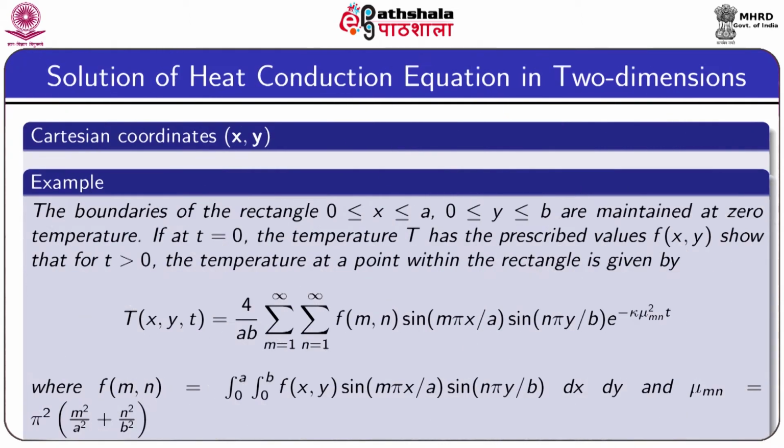Now we shall take one example where we can apply this type of solution. So, the example is presented here. The boundaries of the rectangle 0 less than or equal to x less than or equal to a and 0 less than or equal to y less than or equal to b are maintained at 0 temperature. And initially it is given that the temperature has the value small f x y. We have to find the temperature profile for t greater than 0.